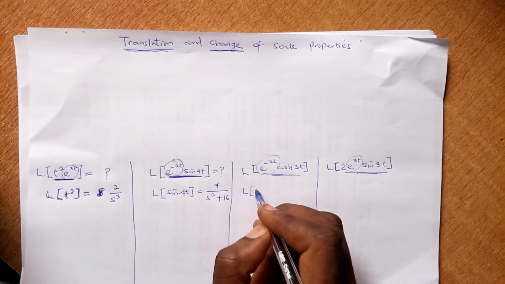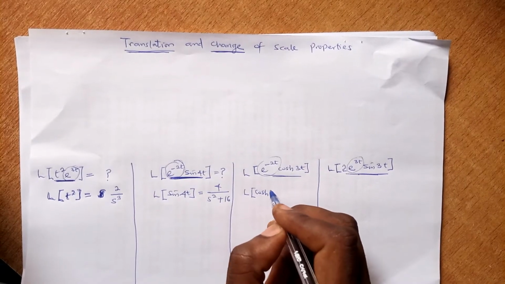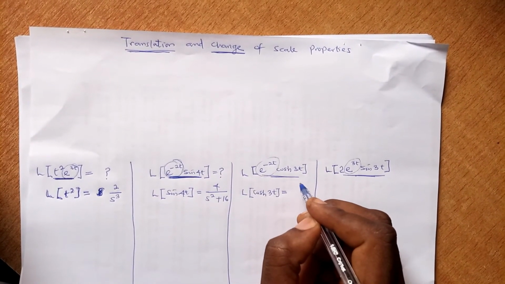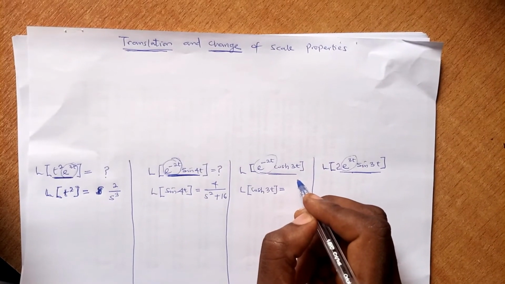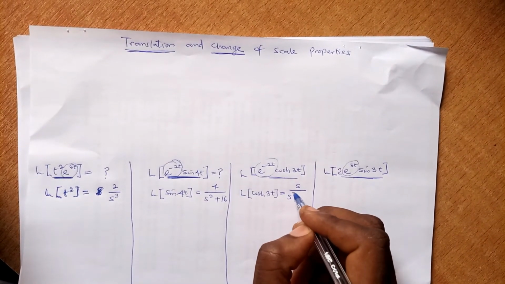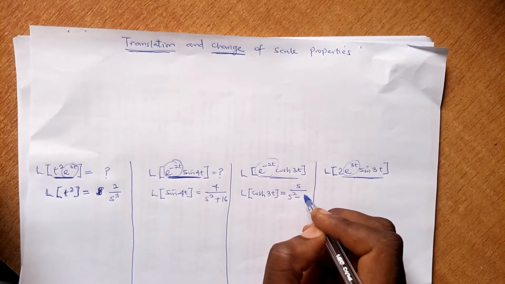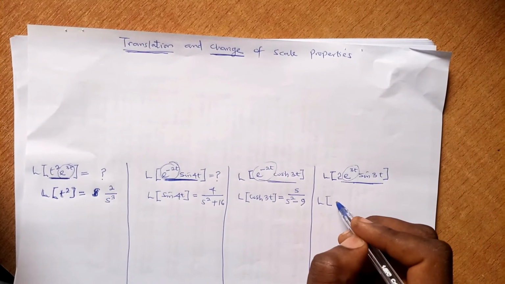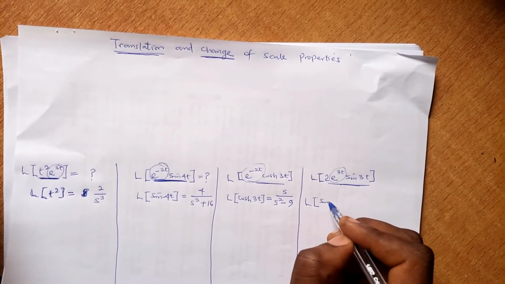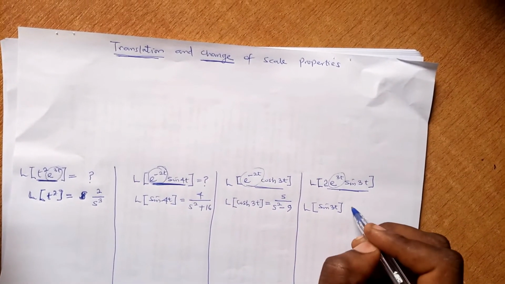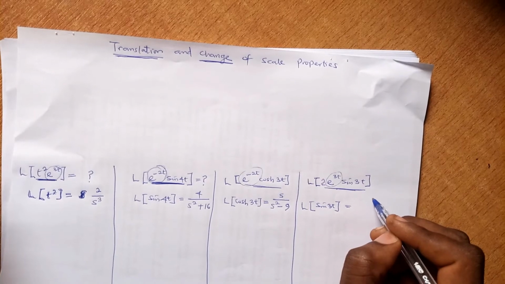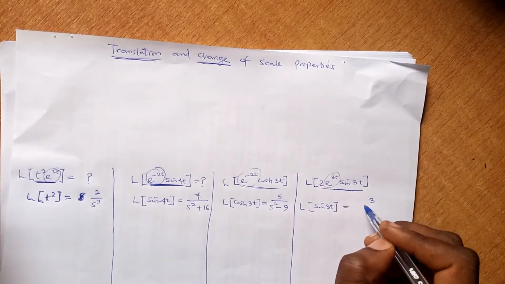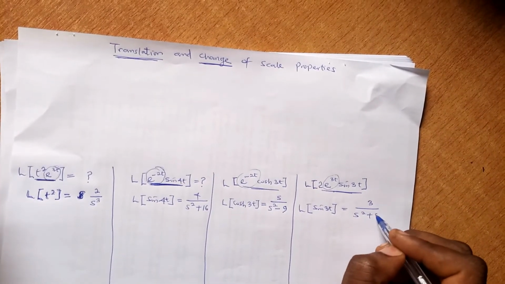What about this one too? We need to find the Laplace transform of what? Of cosh 3t. And cosh 3t will give us what? That will give us x over x squared minus 3 squared, that's 9. In this case, we need the Laplace transform of sine 3t, which will give us 3 over x squared plus 9.